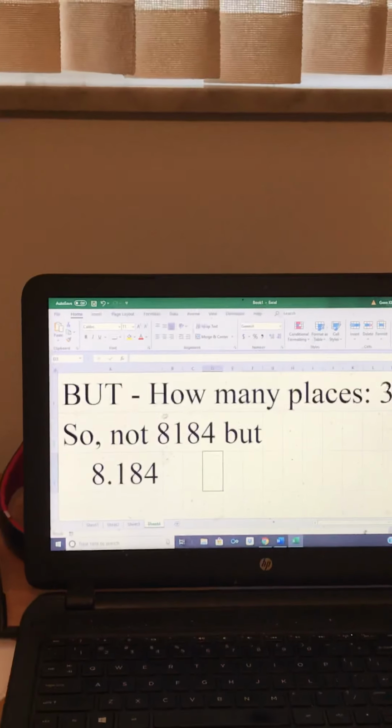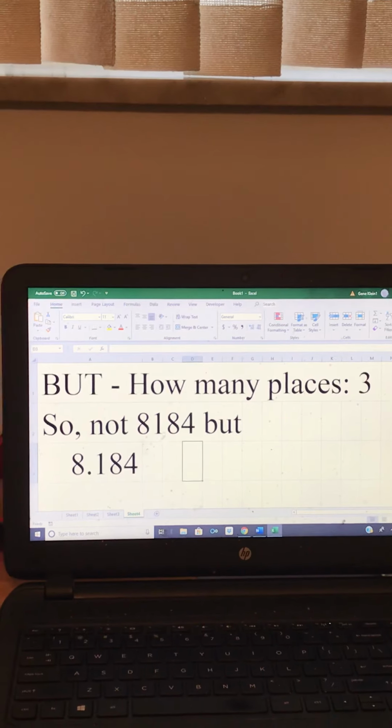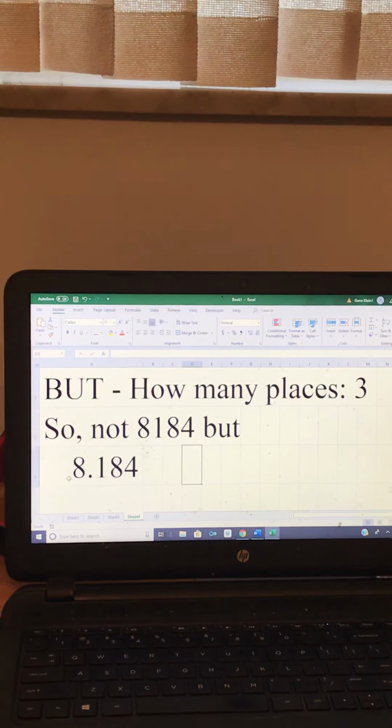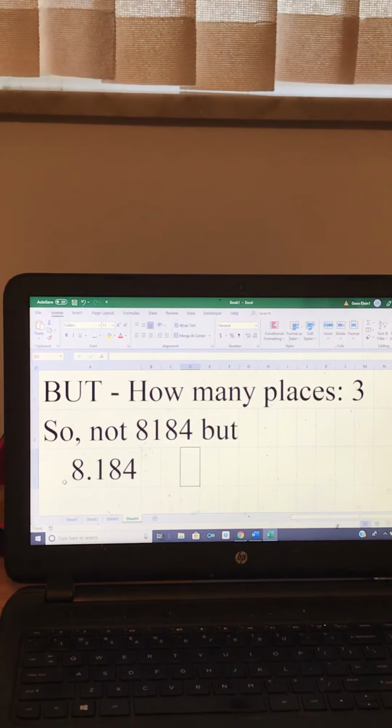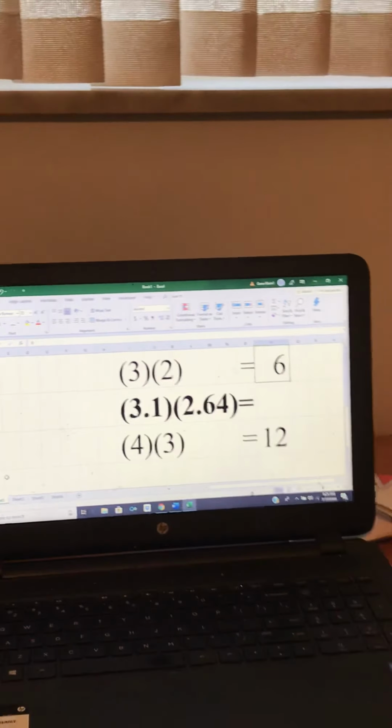How many places are in the answer? There's 3. So the answer isn't 8184, but 8.184. And again, we didn't even need to do all that adding. All we had to do is remember our estimate. The answer was between 6 and 12.